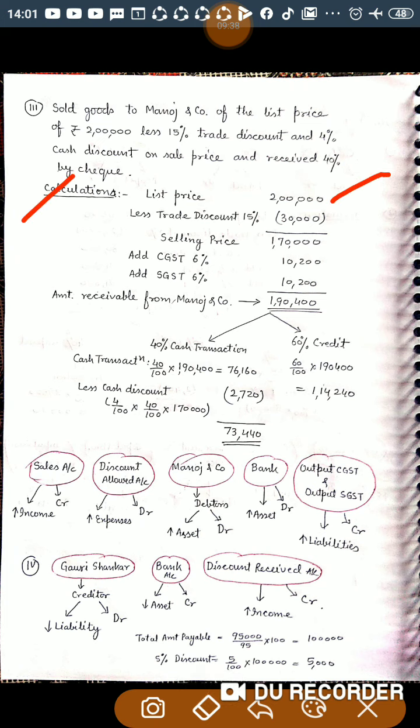List price is 2 lakh. Less trade discount 15%, that is 30,000. 15% of the 2 lakh is 30,000. After deducting this 30,000, the balance remaining is 1,70,000. It is the selling price. To this selling price, we will add the GST, that is 6% CGST and 6% SGST. 6% of the 1,70,000 is 10,200. We will add it. So the sum total of these three amounts is 1,90,400. This is the amount we are going to receive from Manoj and company.